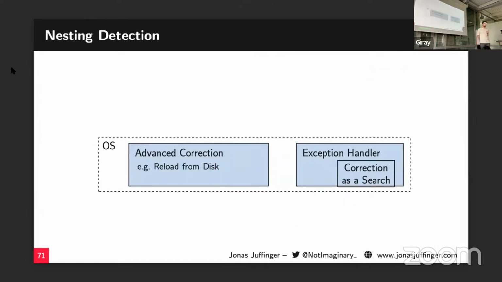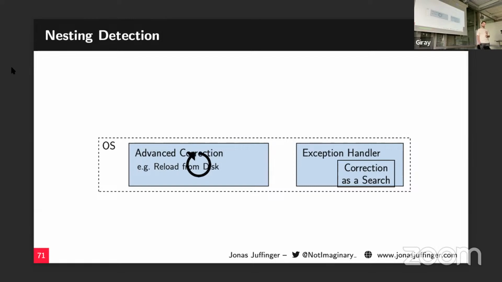There's one problem though, and this is nesting. Let's take this example where a corruption exception comes in. The exception handler always first goes to the advanced correction scheme. It checks, is this data maybe on the disk? And if it's on the disk, reload it. So we don't do the correction as a search from the beginning because it takes too much time. We go to the advanced correction and see, can we do something with this data? Do we know something about this data? And here we are lucky. The operating system knows, oh, this corrupted data, it's stored on the disk. Perfect. Just reload it from the disk.